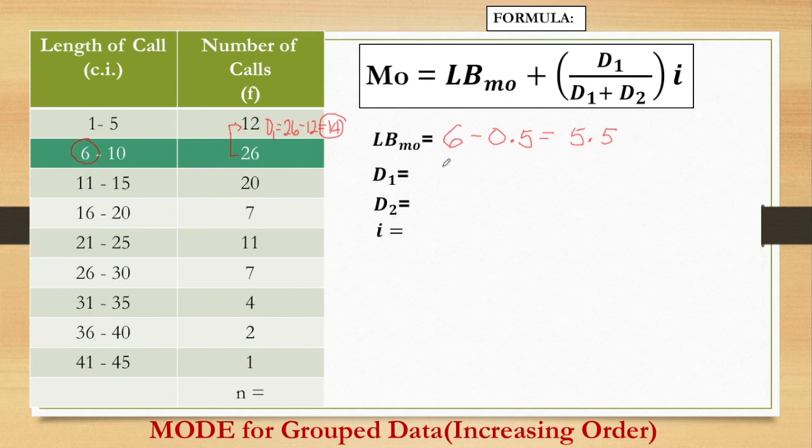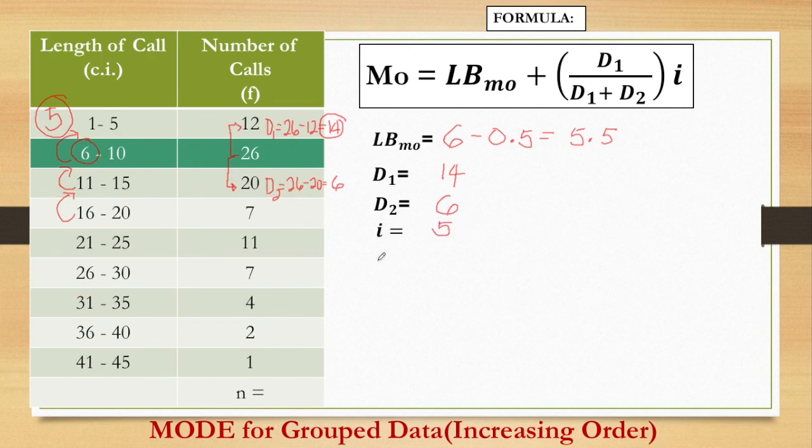So D1 is 14. How about D2? D2 is the difference between the frequency of the modal class and the frequency below. So D2 equals 26 minus 20, which is equal to 6. And your interval I is simply 6 minus 1, 11 minus 6, 16 minus 11, and so on, which is 5. So the interval is 5.